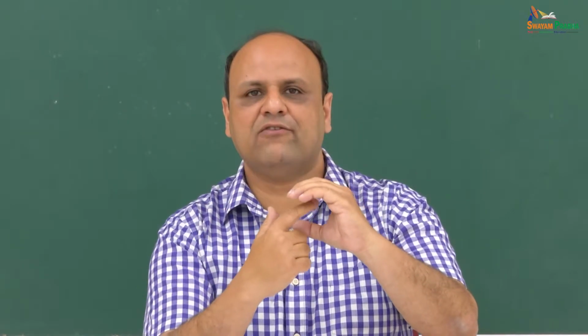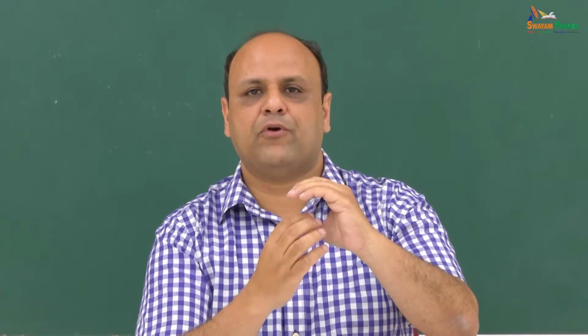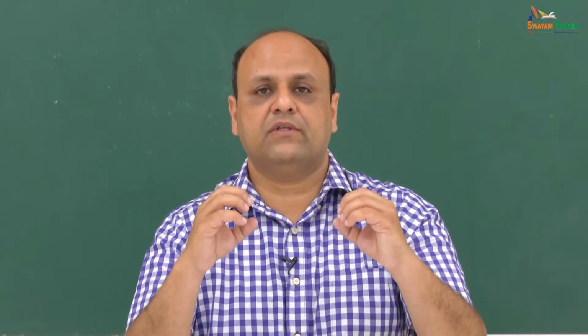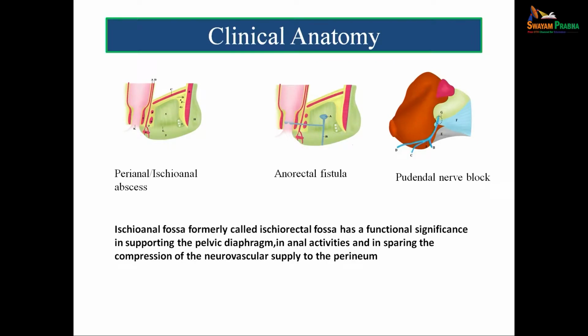Now this Pudendal canal carries the neurovascular supply of the perineum. So the fat in the fossa protects the Pudendal canal. The Pudendal canal is also one of the components of the ischiorectal or ischioanal fossa, and its presence gives it vital importance because the Pudendal canal is the neurovascular supply of the perineum. So the Pudendal canal is also a content of the ischioanal fossa, and the main content of the ischioanal fossa is fat.